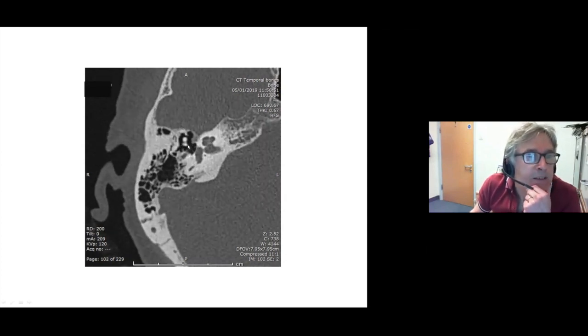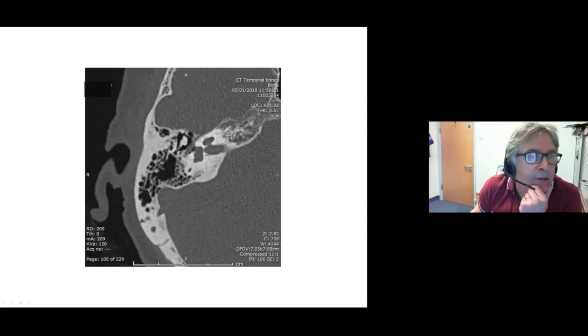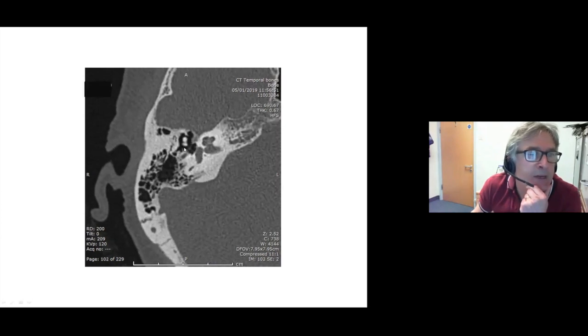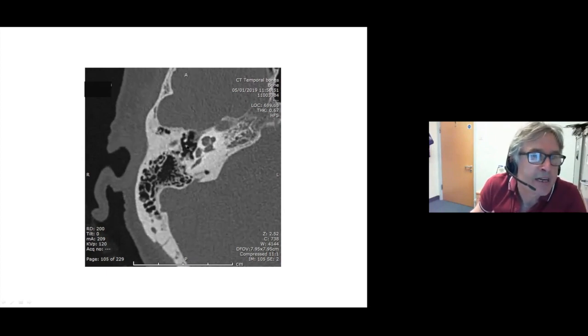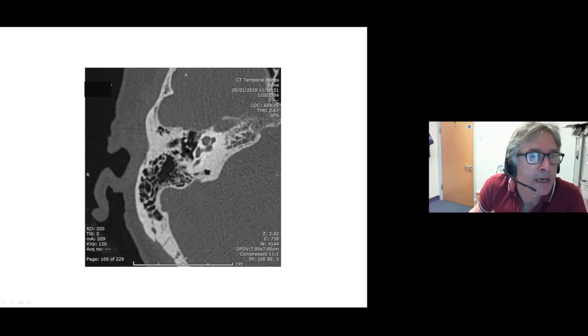If we just go back to the incus now, sitting behind the body of the malleus, here's our cone-shaped incus. As we head down, it becomes much thinner into the long process of the incus. And this is probably the most vulnerable bit of the ossicular chain. First of all, it's very narrow, and it probably has a more tenuous blood supply than elsewhere. So if it gets damaged, it has a limited ability to repair itself. But in normality, we should be able to follow it all the way down.